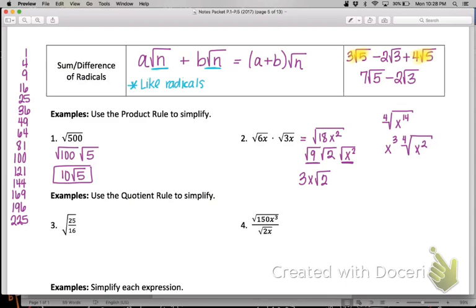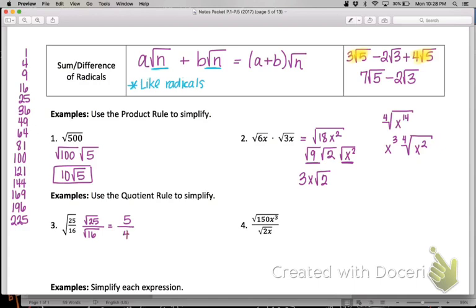So example 3 then, using the quotient property, we're going to do the same thing. This fraction, I don't know what 25/16 reduces to, but I can do the square root of 25 and the square root of 16 separately, and that will give us 5/4.